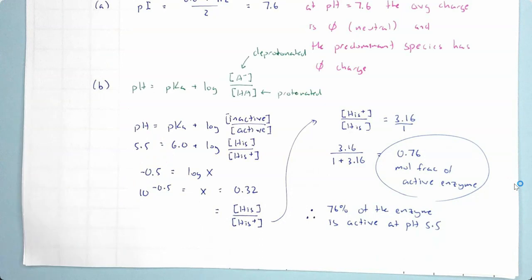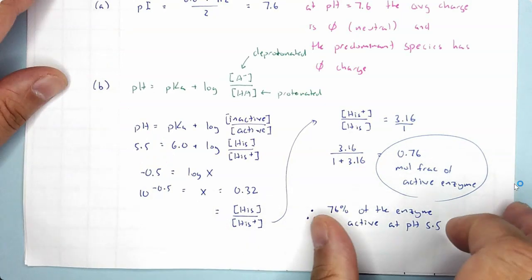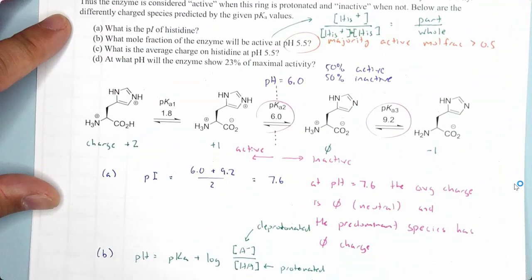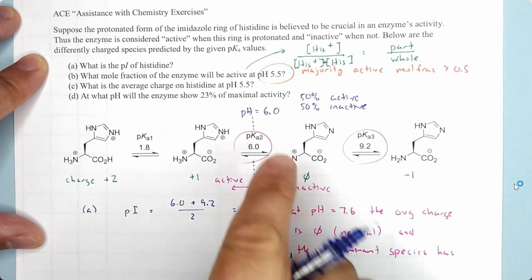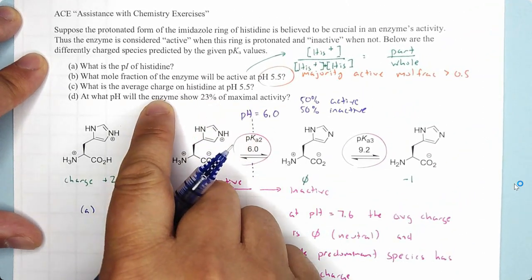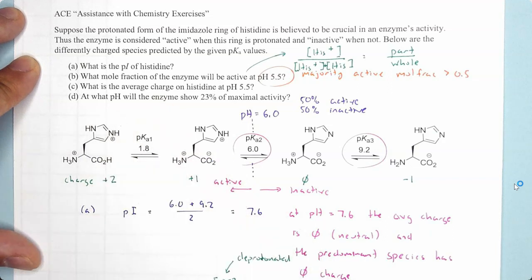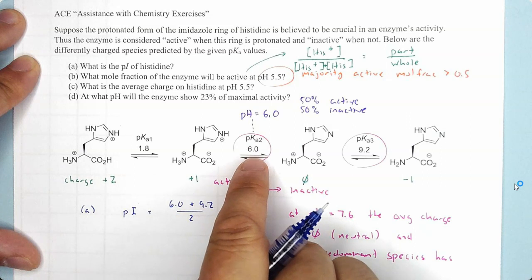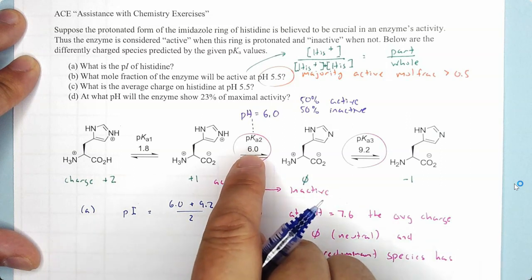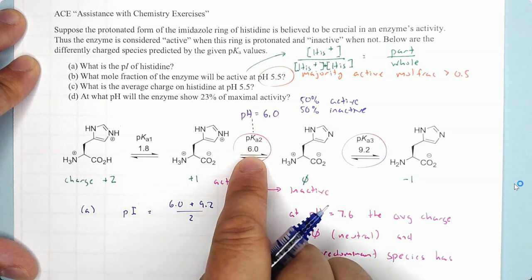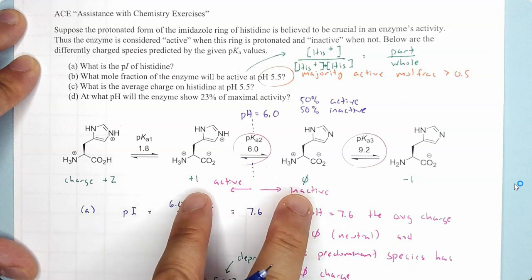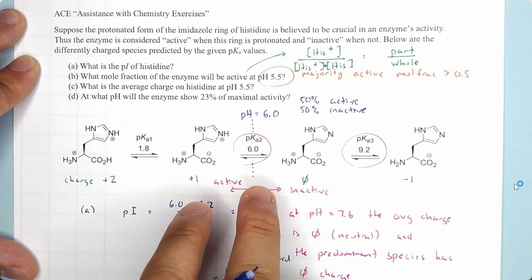Okay. Now part C is asking, at the same pH, what is the average charge? And so we know that at this point, the pH 6.0, the average charge will be in between +1 and 0, so it will be plus 0.5.